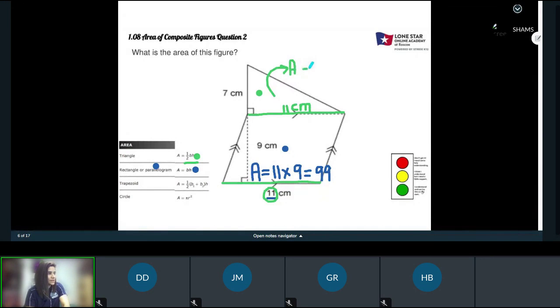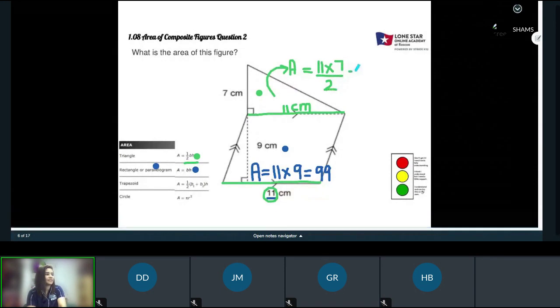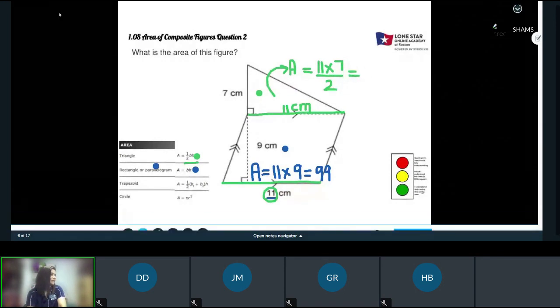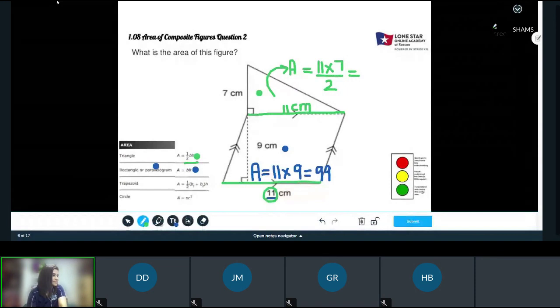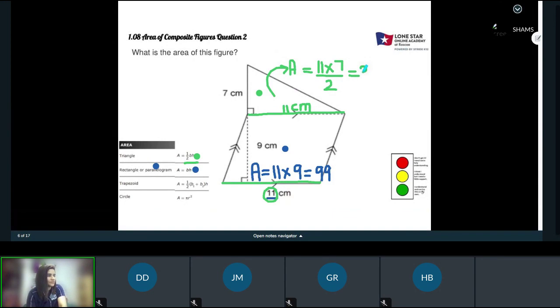So in order to find area of the triangle part, I'm going to do base of 11 times height of 7. 11 times 7. That gives me 77. I divide that by 2. 77 divide by 2. Let me see how much do you guys get. 38.5. Yes, 38.5 is the area of the triangle part.